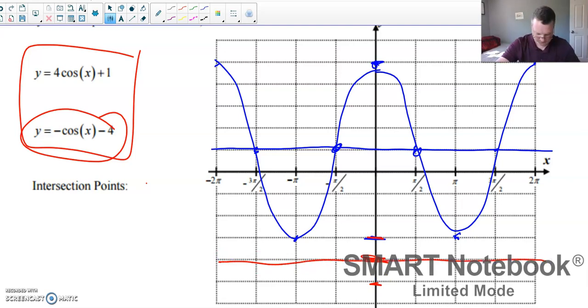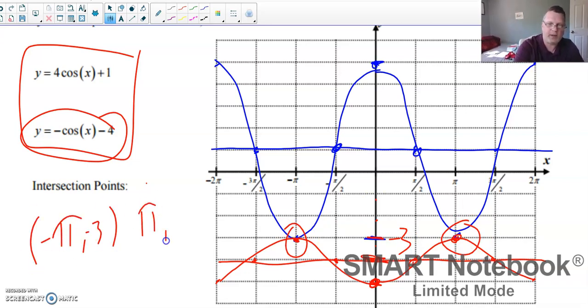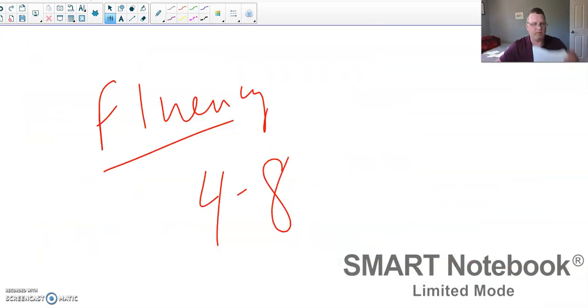Okay, cosine starts, okay, at the bottom, right? Goes up to the midline, up to the highest, down to the midline, down to the lowest. Okay, and then the other direction, midline, highest, midline, lowest. Okay, just like that. Okay, intersection points are here and here. 1, 2, 3. This is -3. So it's negative pi -3 and pi -3. Okay, so those are your intersection points. Fast forward it, slow it down, whatever you need to do.